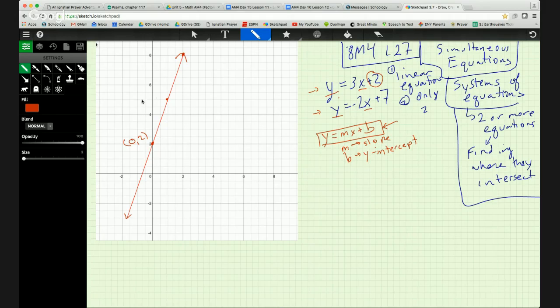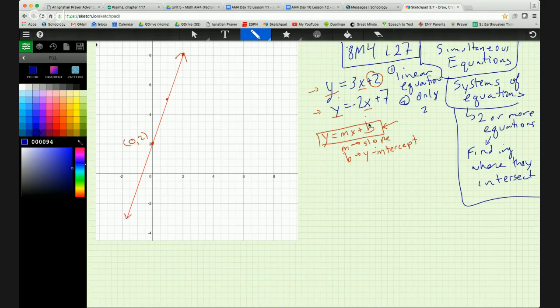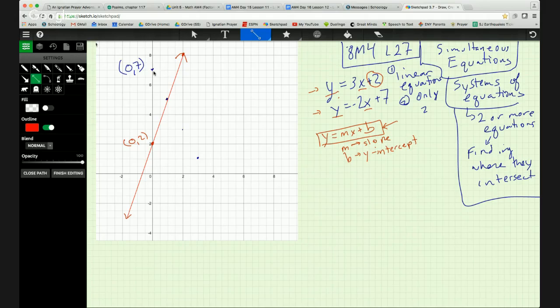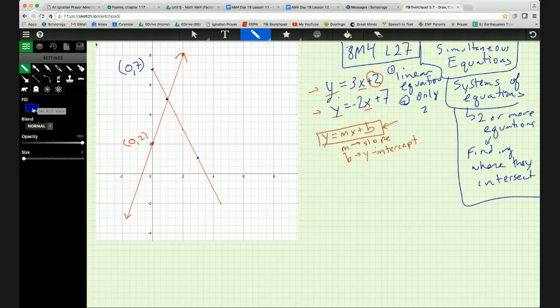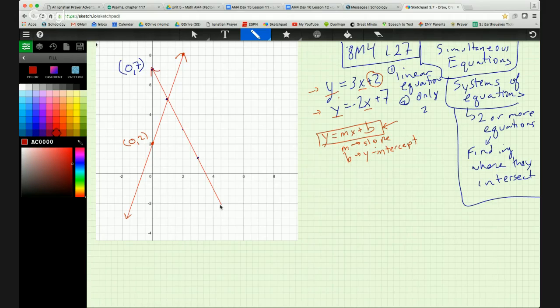So let's graph this second equation, and we'll do the second one in blue. We know that our y-intercept is 7, so we can find this point (0, 7). And we go down 2 over 1, down 2 over 1, down 2 over 1, and we can make another line here, like this. Cool. All right, so let's draw our arrow here to represent that this line goes on forever in this direction.